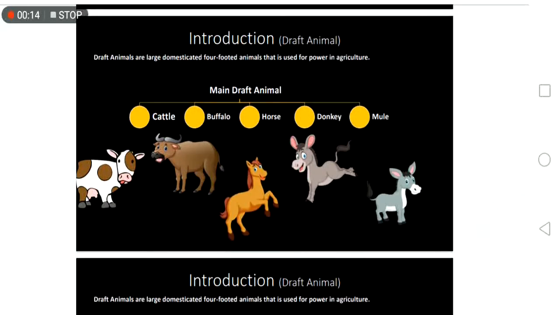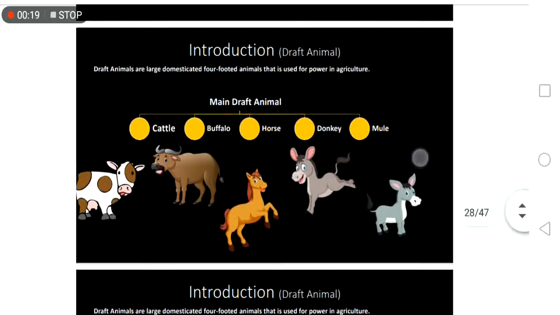So when we say draft animals, these are large domesticated four-footed animals that are used for power in agriculture. So we have so many draft animals usually used in our agricultural operations. So there are main draft animals listed here.